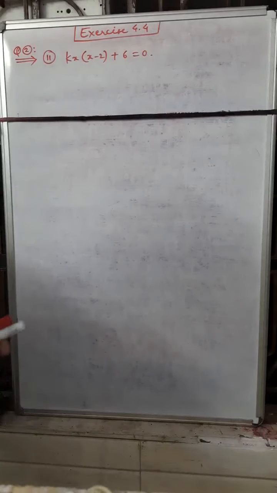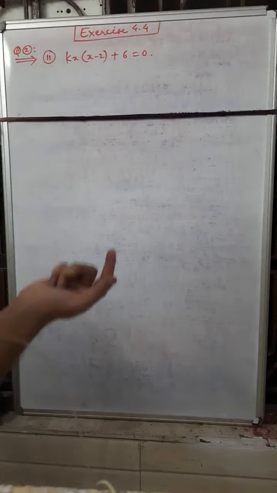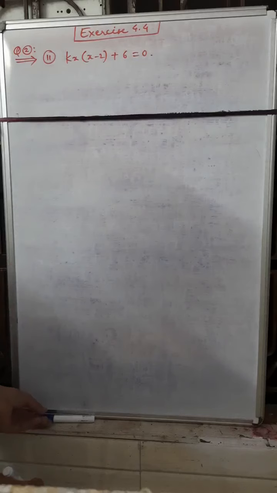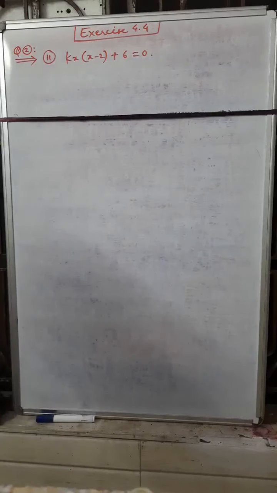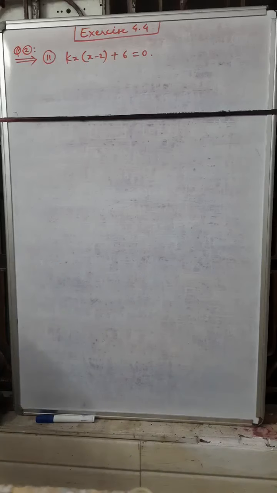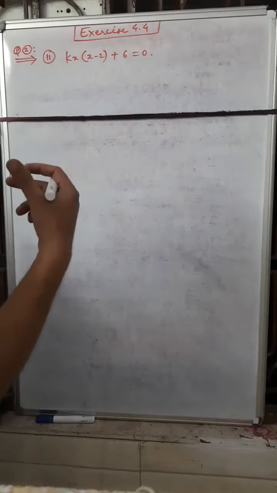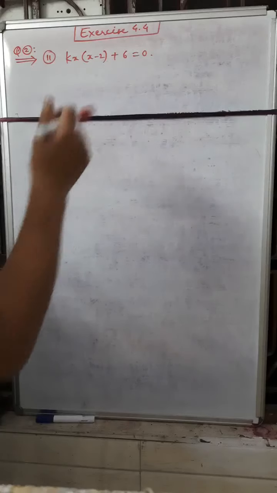Students, now we will solve question number 2. Question number 2, second option: kx in bracket x minus 2, plus 6 is equal to 0. So here the condition is given, roots are equal. You should read the question twice or thrice. Find the values of k for each of the following quadratic equations so that they have two equal roots. So we have to find the value of k here, in which condition? Where two roots are equal.